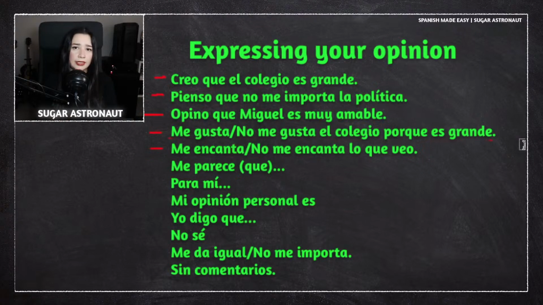It could be a dress. It could be someone doing something interesting. You're vague. So "lo" is very good if you want to be a bit vague about what you're saying. Me encanta lo que veo. I like what I'm seeing. Okay? That's what this means.